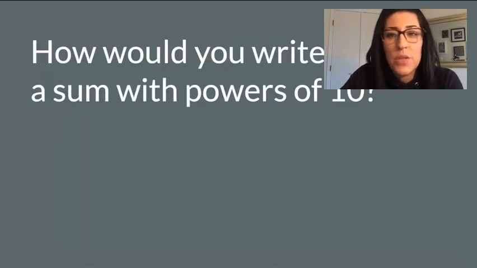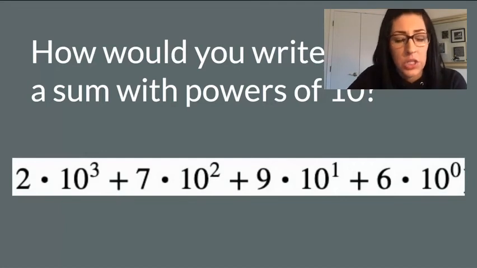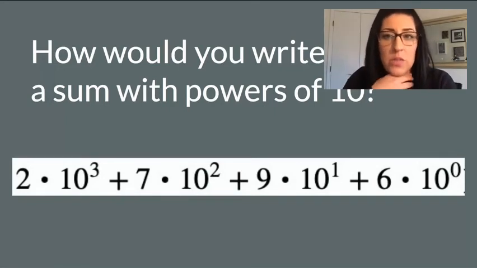If we had 2,796, how would we write this as a sum with powers of 10? So we would think about each of the place values that the numbers are in. So 2 times 10 to the third would take care of the thousands place. 7 times 10 squared would take care of the hundreds. 9 times 10 to the first would take care of the tens. And then 6 times 10 to the power of 0 would take care of the ones place.